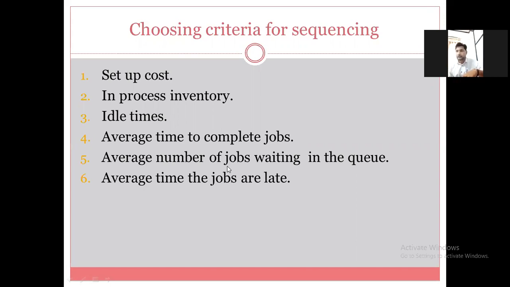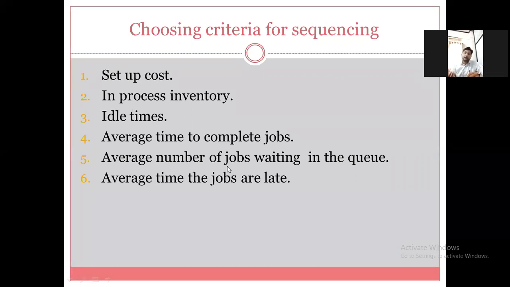Now what will be the choosing criteria for the sequencing? What should one think about while selecting the sequence for a number of jobs? First is nothing but the setup cost. Setup cost means what? Some products require jigs and fixtures. Most of the products require jigs and fixtures. Some extra setup is required, like hydraulic presses or hydraulic holding devices. Such a setup cost needs to be considered.